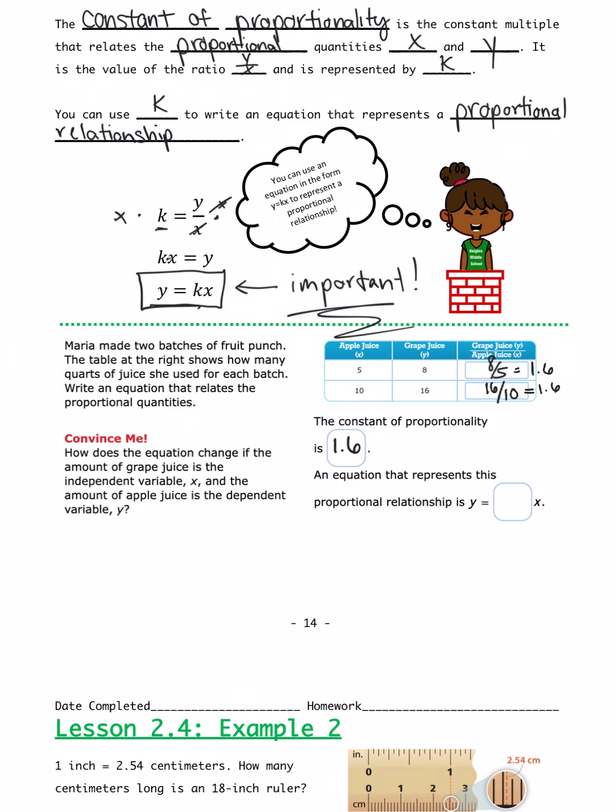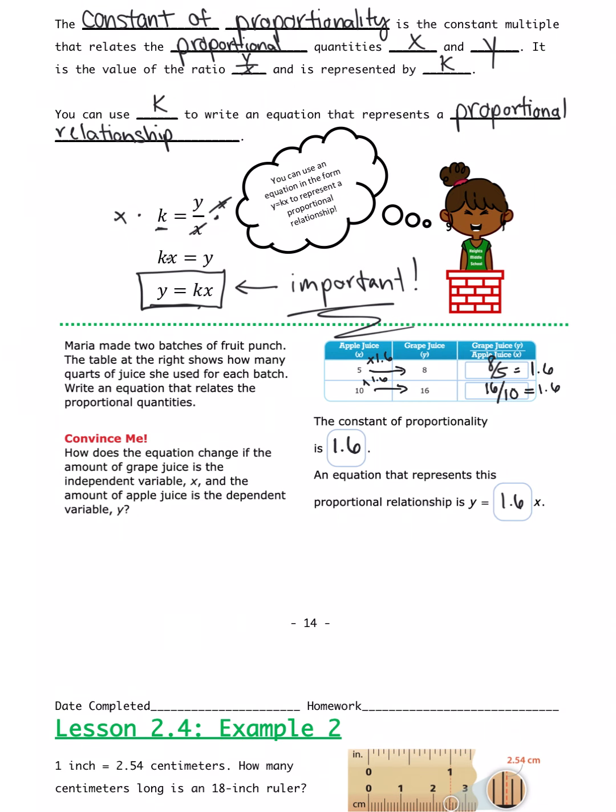1.6. So if we wanted to write an equation for this relationship, an equation that represents this proportional relationship is y equals 1.6x. And that's it. That's our relationship. This is our constant. It's just what we've been doing, taking that y and dividing it by our x in order to figure out what number. This is the number we would multiply to get from here to here. 5 times 1.6 will give us 8. 10 times 1.6 would give us 16. It's just the number of how we get from our x to our y.